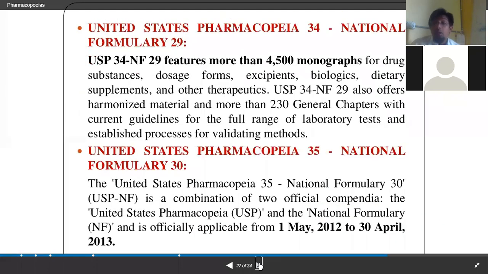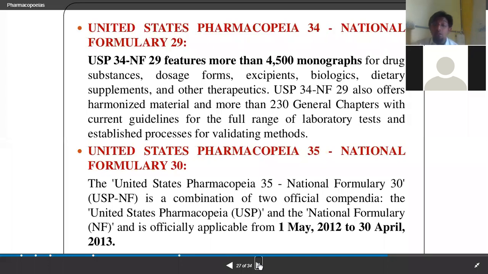Okay, and next you have USP 34 and NF 29, both published together. Here the specific feature is more than 4,500 monographs for drug substances, dosage forms, excipients, biologicals, dietary supplements and other therapeutics. And USP 34 and NF 29 also offer harmonized material, more than 230 general chapters with current guidelines for a full range of laboratory tests, and established processes for method validation.